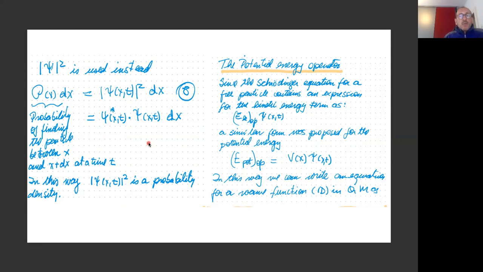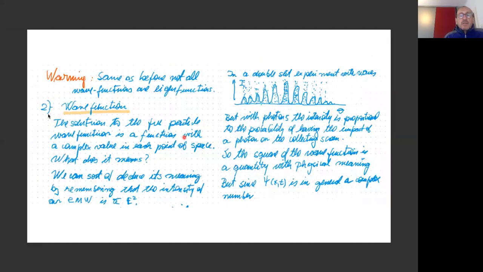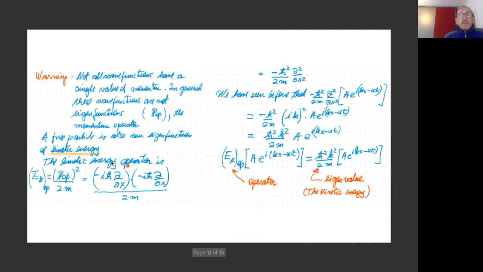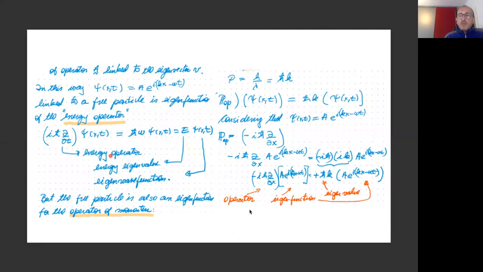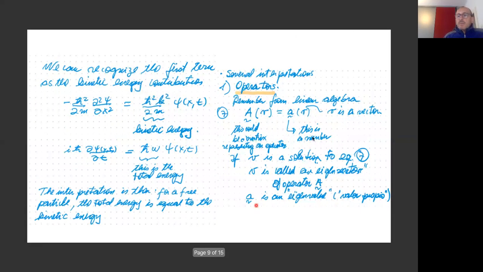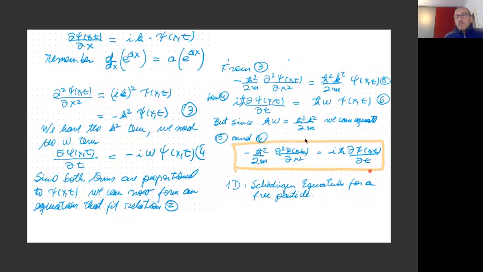Okay, so we have the interpretation of the wave function. We have the interpretation of the operators of momentum. We have an equation for a free particle in one dimension. And my question then is, what about if I put a potential in there?